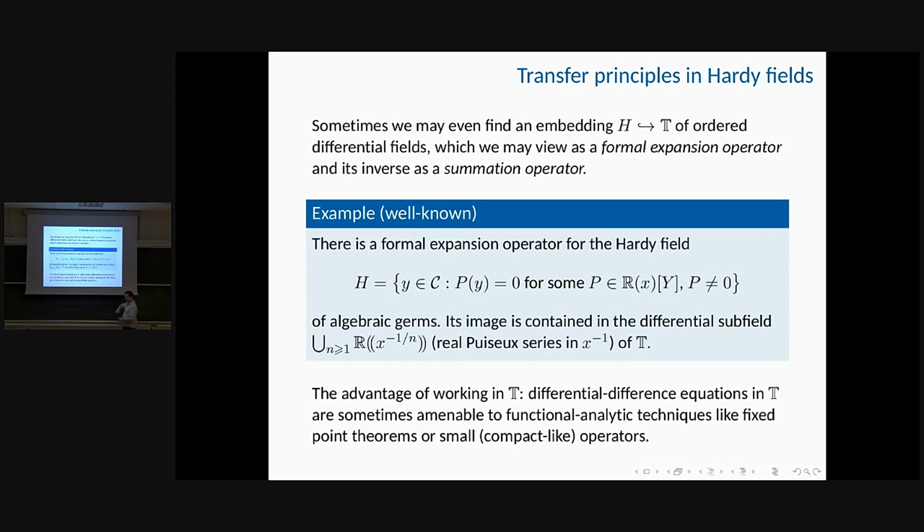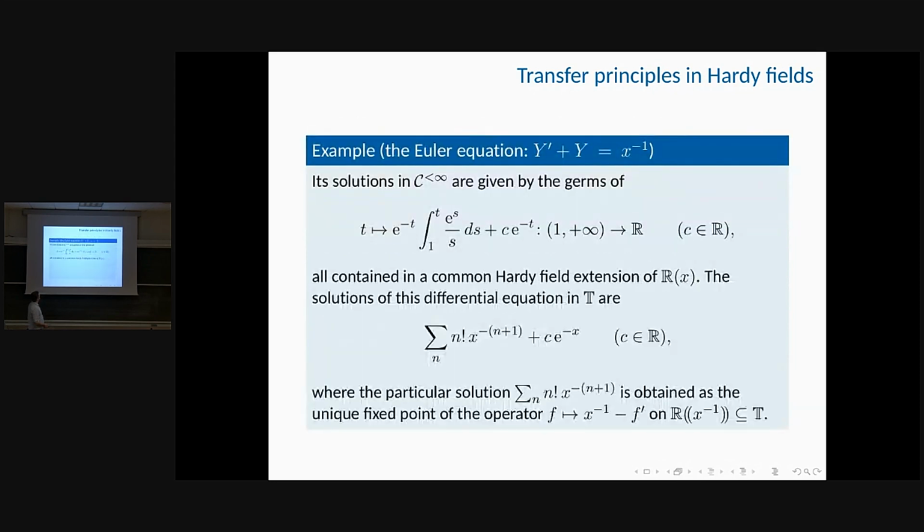Now, the advantage if you embed an H into T is that you can argue formally, because T, as I said, is a formal object. You don't need to worry about convergence. You can do all kinds of constructions and work more combinatorially, and then use this summation to go back. So here's one example. I looked at the Euler equation, y prime plus y equals 1 over x. It's well known that the solutions look like this.